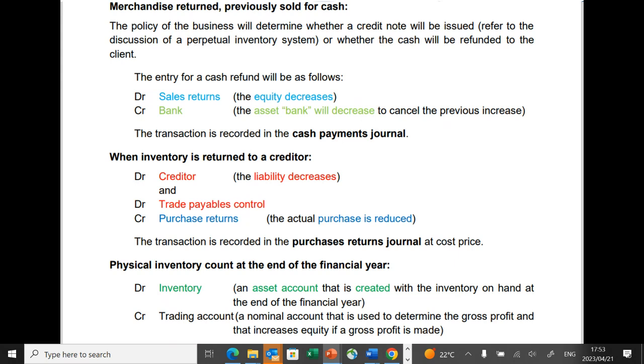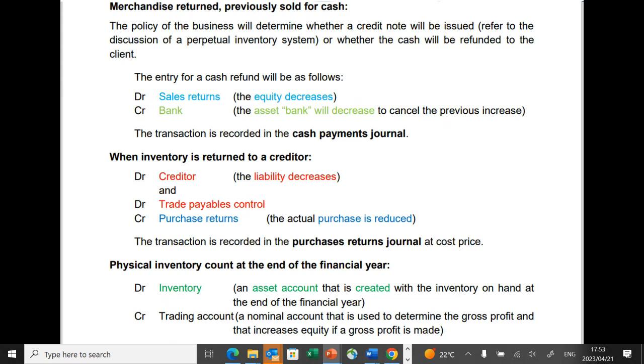Then they are also explaining here, if the merchandise returned previously was sold for cash, the entry for a cash refund will be as follows. If the business is willing to give that customer or debtor a cash refund, they're going to just debit the sales return and credit the bank, because bank is an asset, it reduces on the credit side.